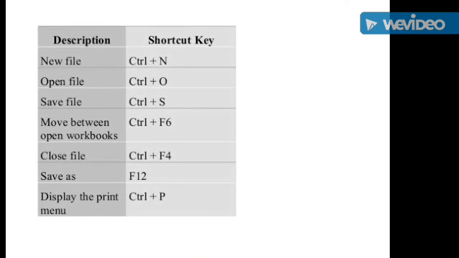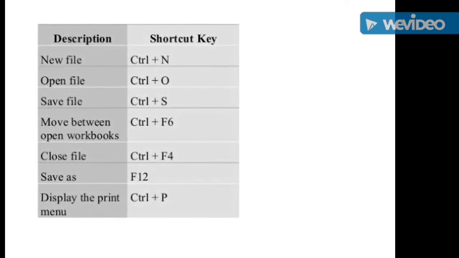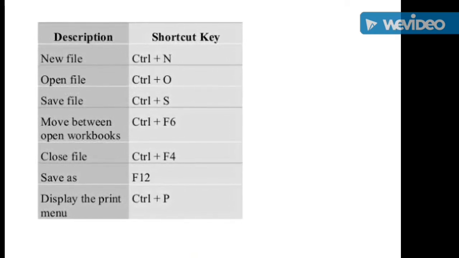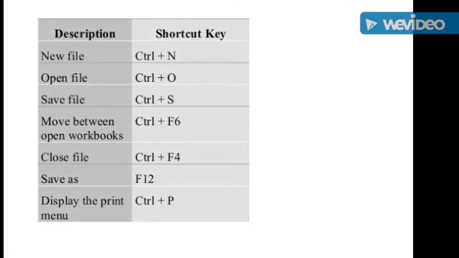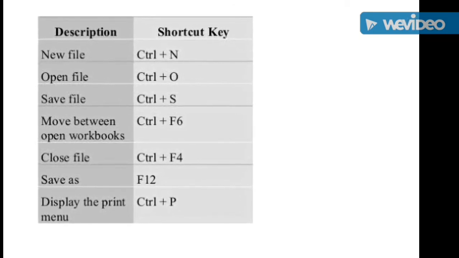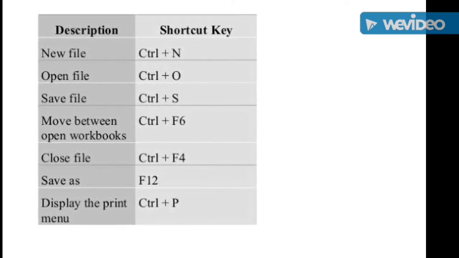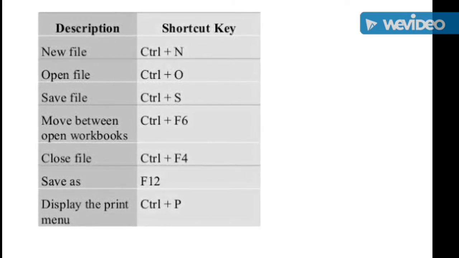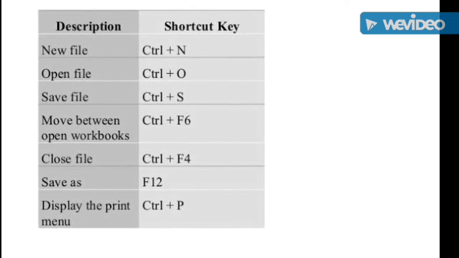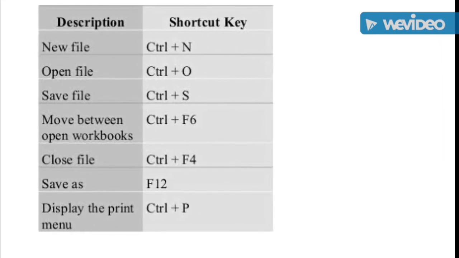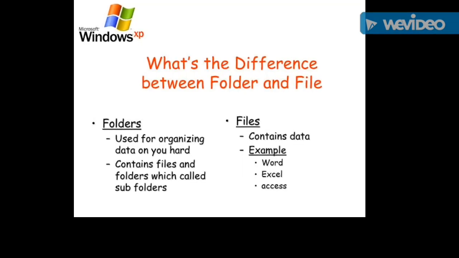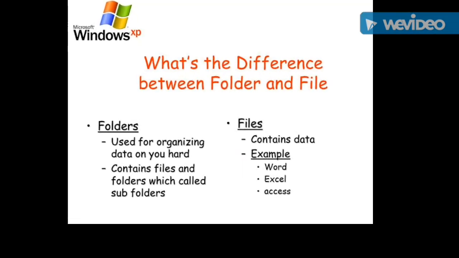Now here are some shortcut keys. For a new file, Control plus N. Then there are shortcuts to open a file, save a file, move between open workbooks, close a file, save as, and display the print menu. So these are the shortcut keys which are useful when you are managing your files and folders and performing operations on files.